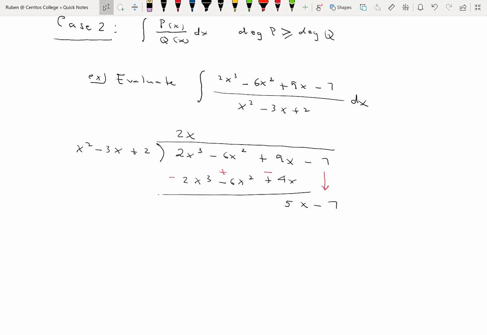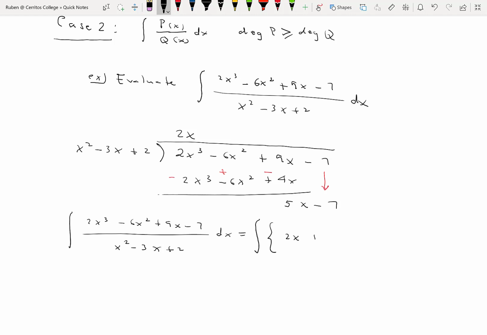So what that tells us is that our original integral of 2x cubed minus 6x squared plus 9x minus 7 all over x squared minus 3x plus 2 is the same thing as integrating 2x plus the remainder, 5x minus 7 over x squared minus 3x plus 2.